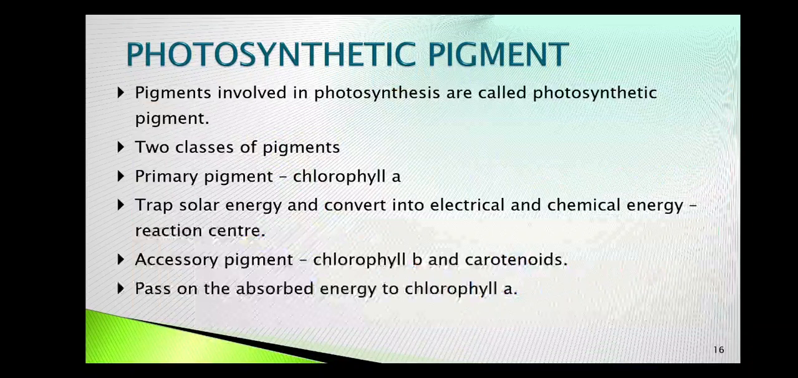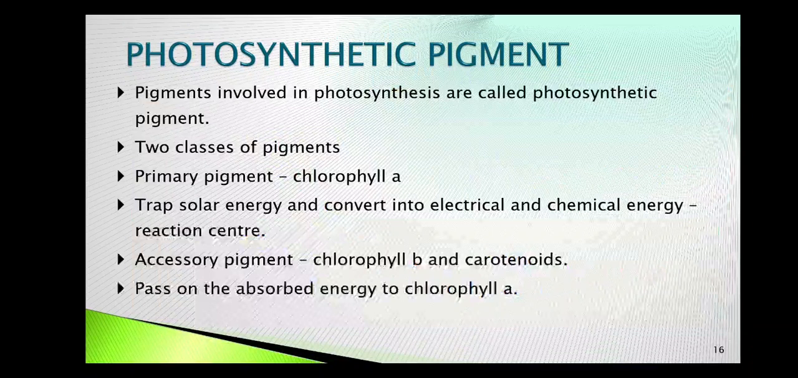The pigments which are involved in the process of photosynthesis are called photosynthetic pigments. If you take photosynthetic pigments, there are two classes. Number one, primary pigment. Number two, accessory pigment. Chlorophyll A is the primary pigment that traps the solar energy and converts it into electrical and chemical energy. Since it traps the solar energy and converts it into electrical energy, it is called the reaction center.